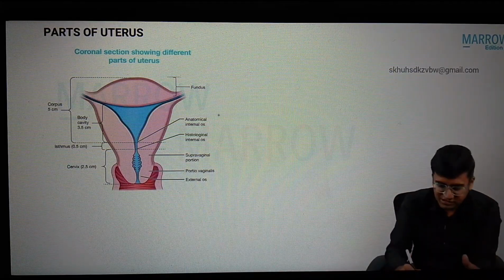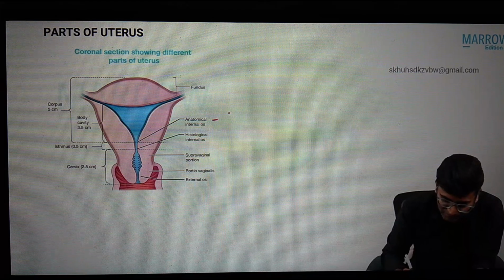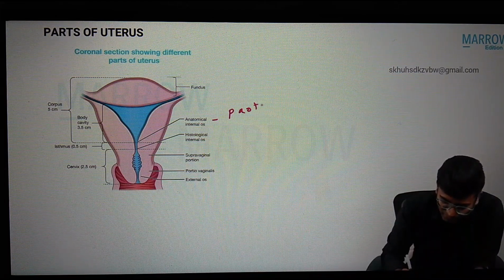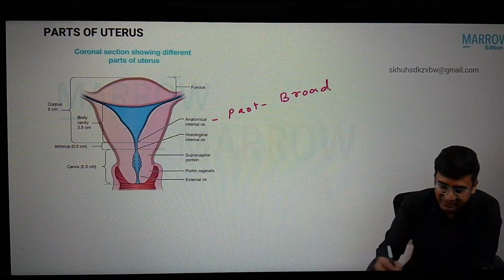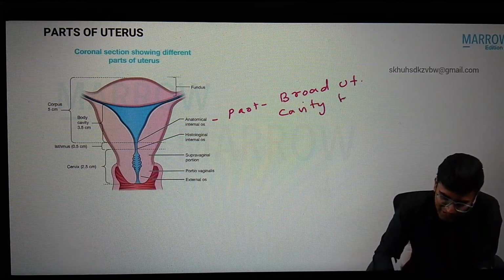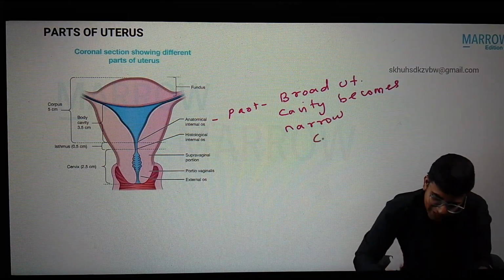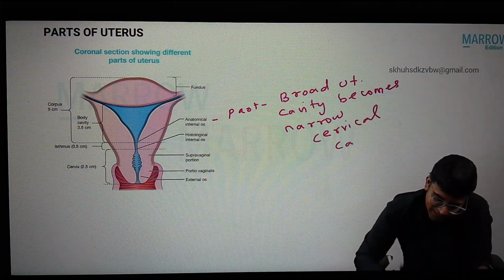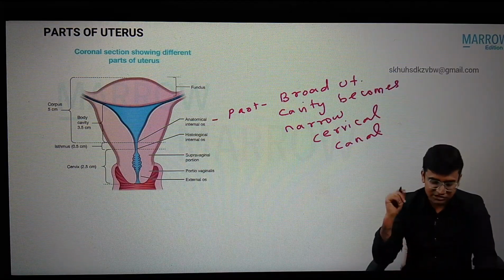Now, what is the anatomical internal os? The anatomical internal os is the part where the broad uterine cavity becomes the narrow cervical canal. That is called the anatomical internal os.